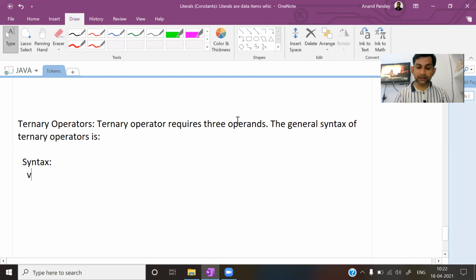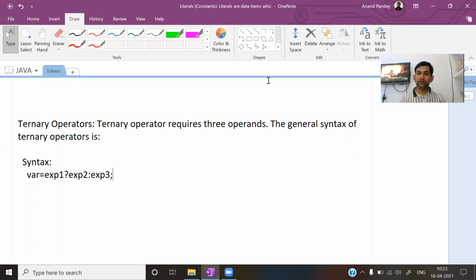We used to write var, here var for variable, equal to expression 1 question mark, expression 2 colon, then expression 3 semicolon. Okay, this is the syntax, general format of ternary operator. You can see it is requiring three operands. This was expression 1, expression 2, expression 3. Okay.